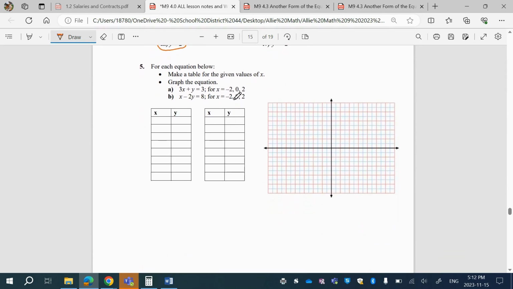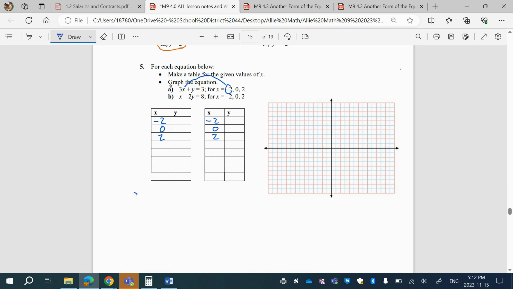And let's do this last one. For each equation below, make a table for the given values of x, graph the equation. So they give us these values of x right here, and then they want us to graph it. They want -2, 0, and +2. So let's just input these in and get the values.